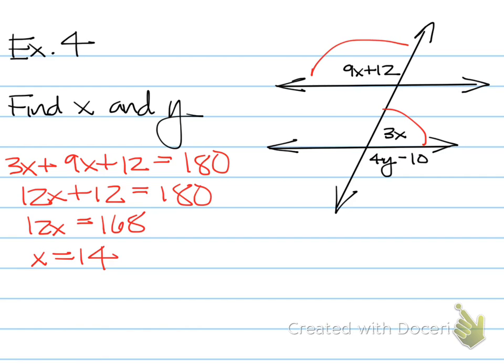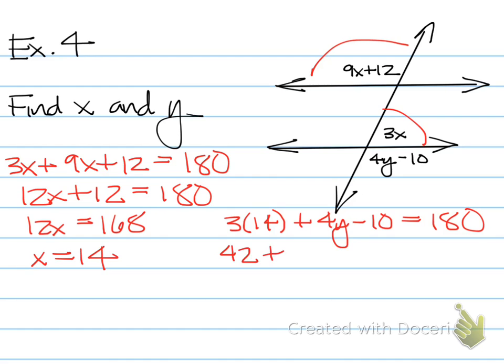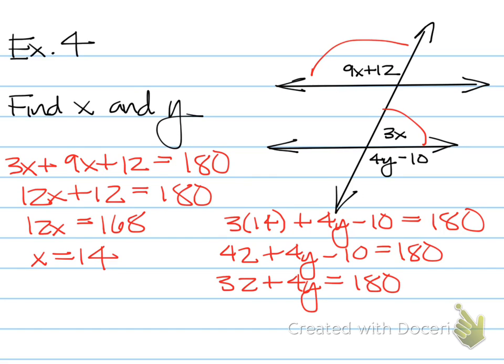And then the 3x angle and 4y minus 10 angle, those two angles are supplementary. So I'm going to plug in 14 for the x in the 3x expression, add those two angles up, and set them equal to 180. 3 times 14 is 42. Then 42 minus 10 is 32. Subtract 32 from both sides, we get 4y equals 148. Divide both sides by 4, and y equals 37.